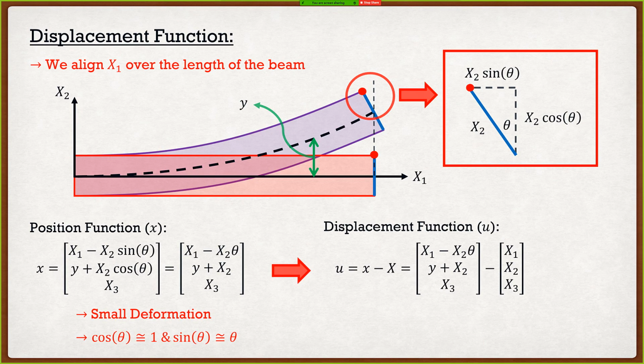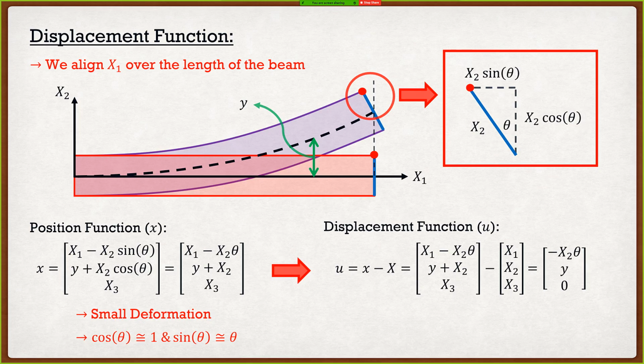It's simply our position function, small x, minus big X. So I'm going to take that position function small x and just subtract x1, x2, and x3 from it. And I'm left with the following, where my displacement function is negative x2 times theta, y, and then 0. So it looks pretty good so far.